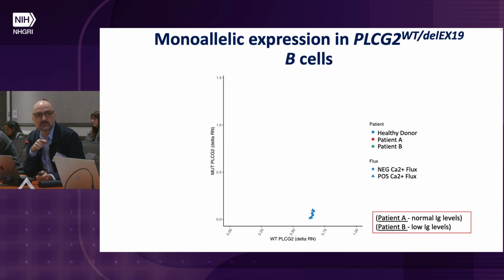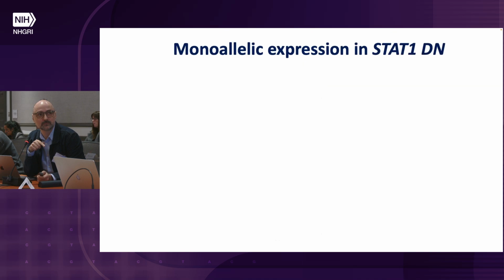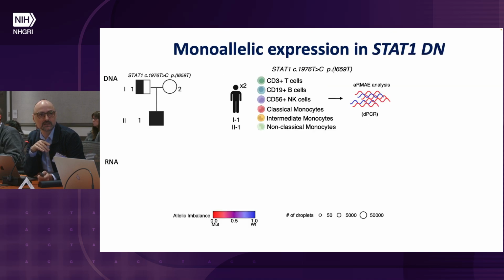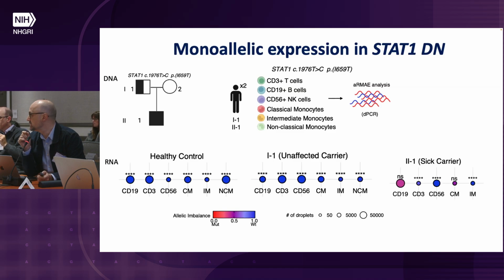Wild type individual expresses only the wild type allele, whether cells are fluxing or not. Individual who makes normal IgG by B cells, cells are fluxing or not, they are biallelically expressed. And the individual who doesn't make IgG, you can see the cells that are not fluxing are solely expressing the mutant allele. And I'll skip this one, but long story short, in the father who has the variation, we detect only the wild type allele. The kid that's sick, in classic monocytes and B cells, we detect biallelic expression.